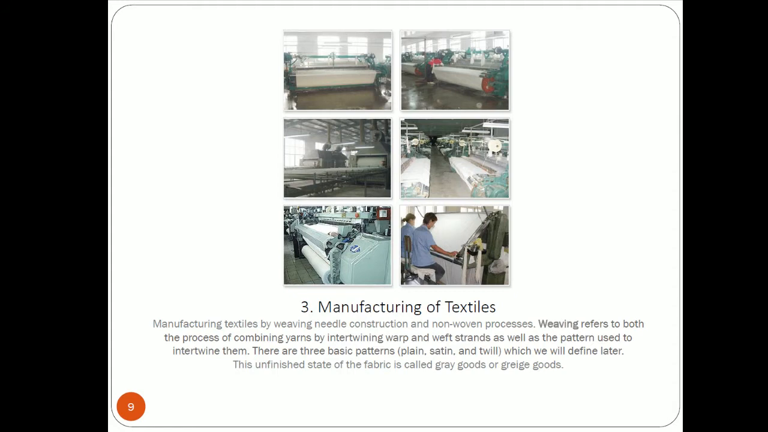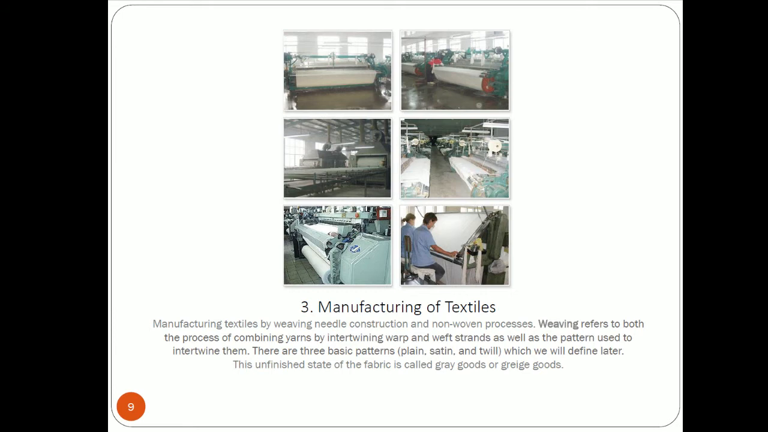So manufacturing textiles is done either through weaving, needle construction, and other non-woven processes. So if you think about something that looks like a plastic sheet of paper, like vinyl, well, that wasn't woven, it was extruded.